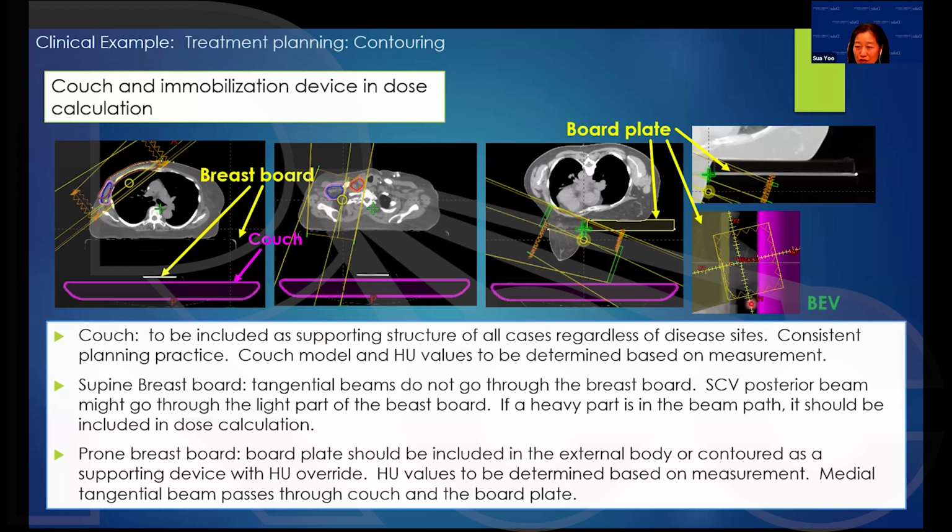For prone breast, yes, the couch should be included, and the table actually attenuates, especially this medial beam. If you see the beam's eye view, this portion is included, and it's a pretty long distance, and it actually attenuates a lot, so we have to include it. And there's the border plate to put the other breast away, and this border plate is very thin. If beams go directly through, it attenuates a really small amount, but if it's angled this much, it can attenuate. So we did some measurement and figured out we can contour it and assign -800 HU. So again, depending on the board, you actually have to do measurement, decide what HU to use, and check if the beam goes through or not.